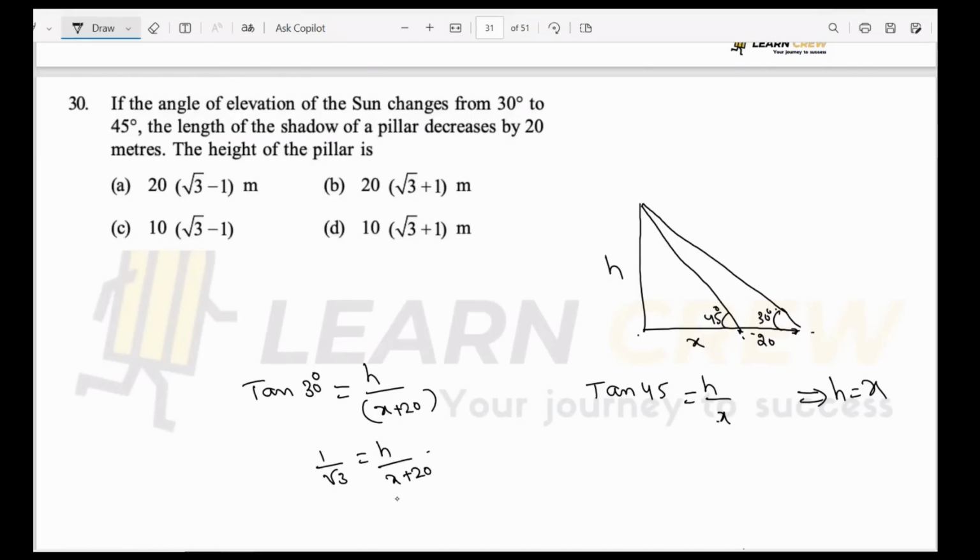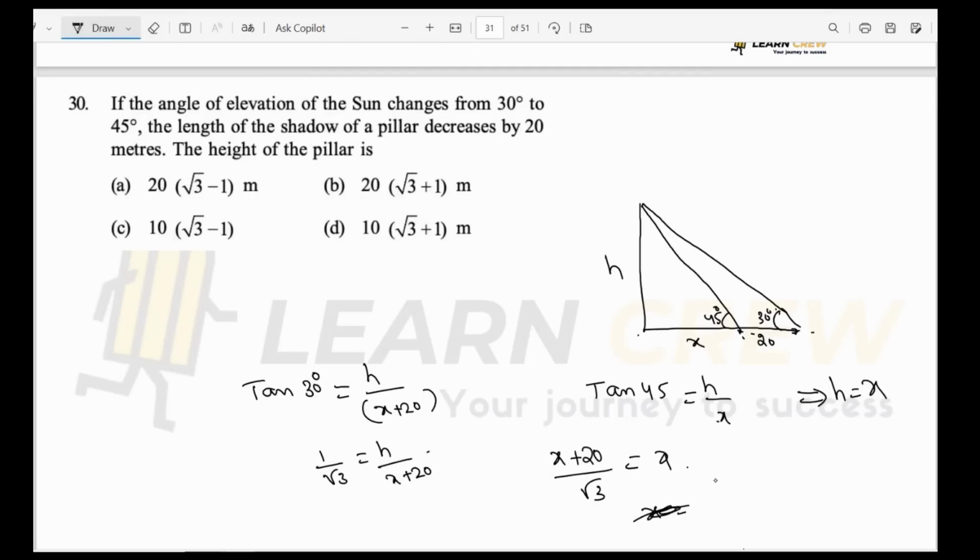Now h is equal to how much? h is equal to x plus 20 by root 3. And here h is equal to x. Both these are equal. So find the value of x. What are you going to get? Please find and tell me.